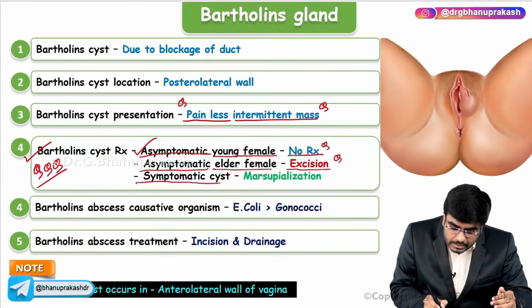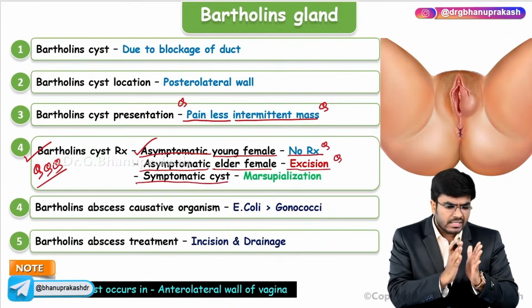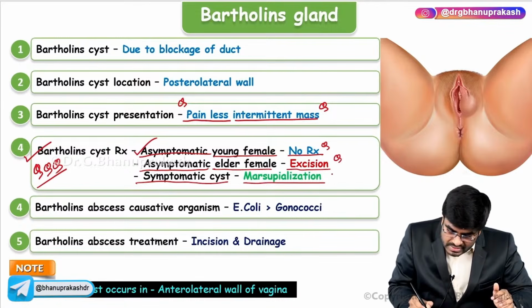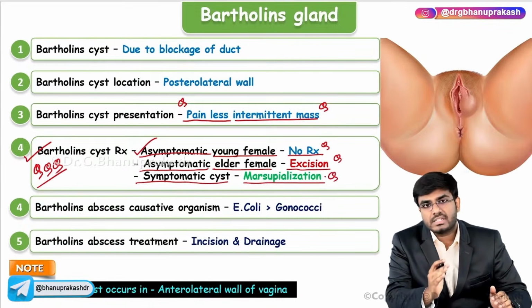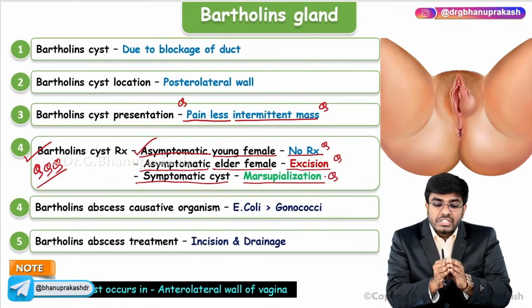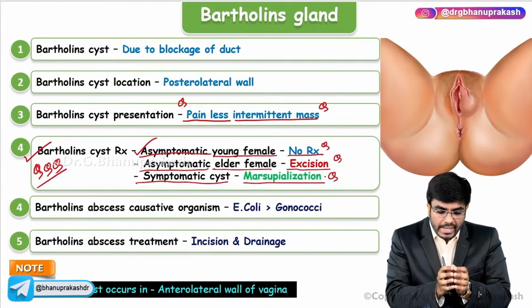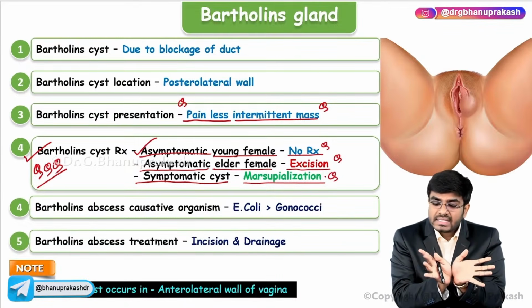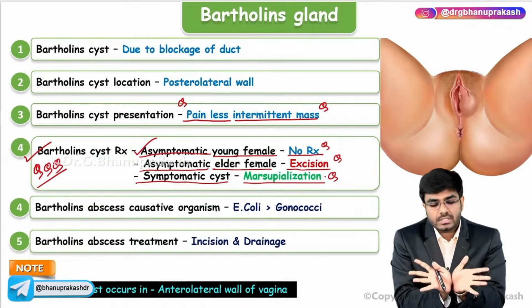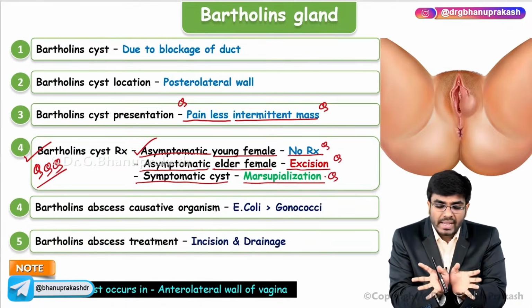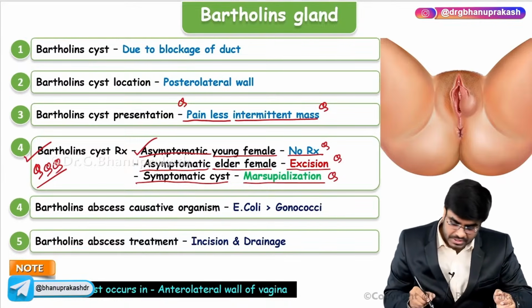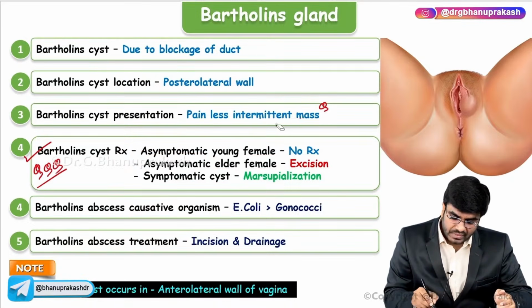Now let's talk about symptomatic cysts. If it is a symptomatic cyst, either in a younger female or an elderly female, what we can do is marsupialization. So what exactly is marsupialization? You give an incision, drain all the contents, and exteriorize the cyst. You are exposing the cyst to the outside, and the lateral walls of the cyst are sutured to the surrounding structures. So you have opened or exposed the cyst so that it won't recur. So marsupialization is a treatment option in a symptomatic cyst.